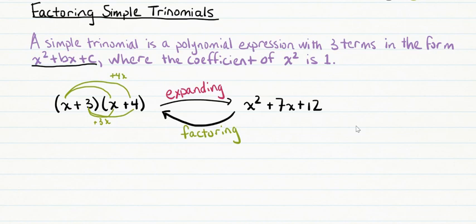The opposite process is factoring. So that's what we want to look at today: how do we start from x squared plus 7x plus 12 and get that back into its factored form?